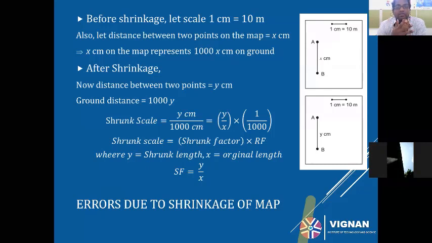So unknowingly, there are 2 points A and B on a piece of drawing, as I showed in the right side top figure. There are 2 points A and B on a drawing made long back, and the distance is x centimeters, let me say, and the scale with which it is plotted is 1 centimeter equal to 10 meters. So if 1 centimeter equals 10 meters is the scale, then what is x centimeters on the ground? It is 10 multiplied by x centimeters. So 10 meters is how many centimeters? It is 1000 centimeters. It is very simple, right?